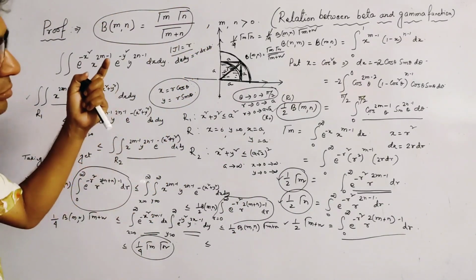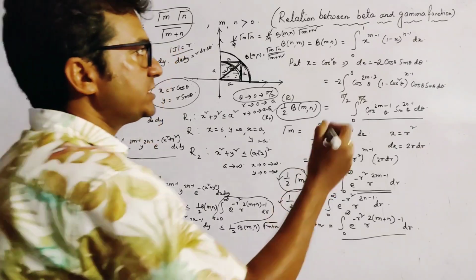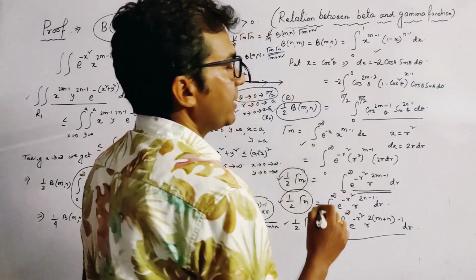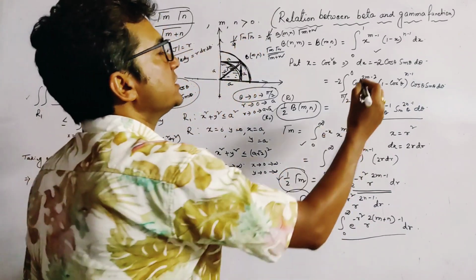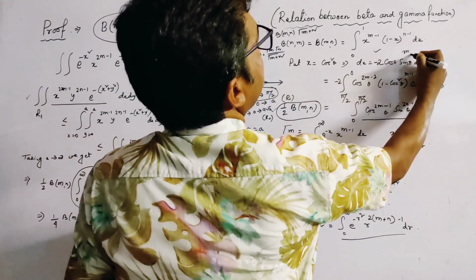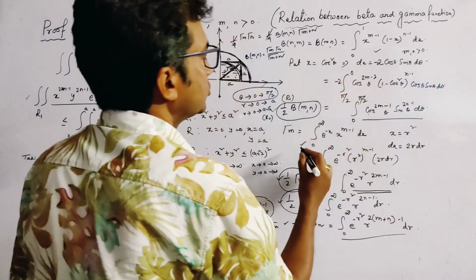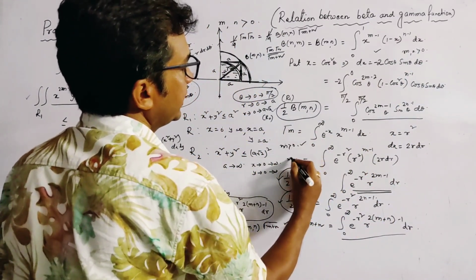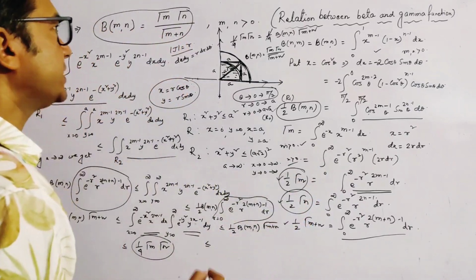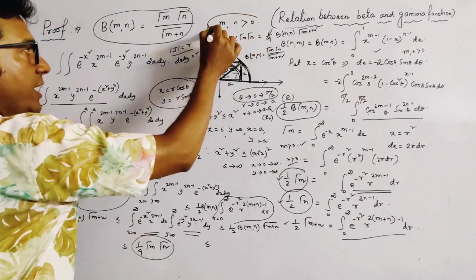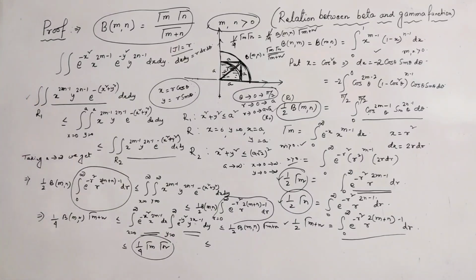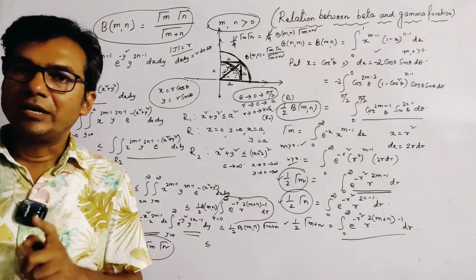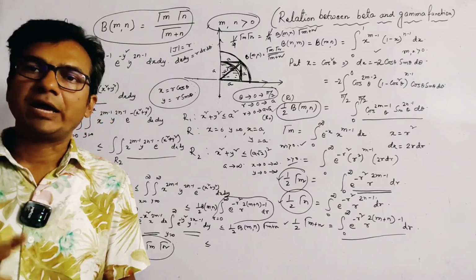And we know that in this definition of the gamma function and beta function, this is convergent only when m is greater than 0. Also this is convergent when n is greater than 0. So obviously in all the cases m and n are greater than 0. Okay, and this is a very important relation between the beta function and the gamma function.